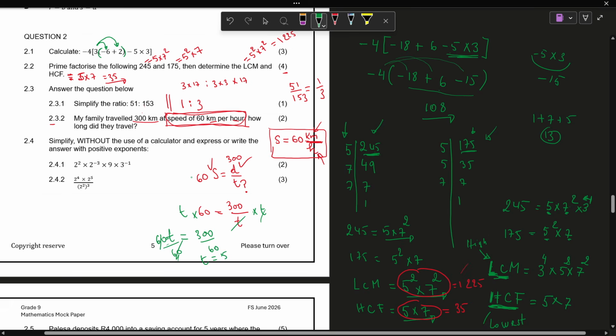Remember, the time here is given in hours. How do I know the time is given in hours? Because the speed was specified as kilometer per hour. So the time here is in hours. So this is our answer.